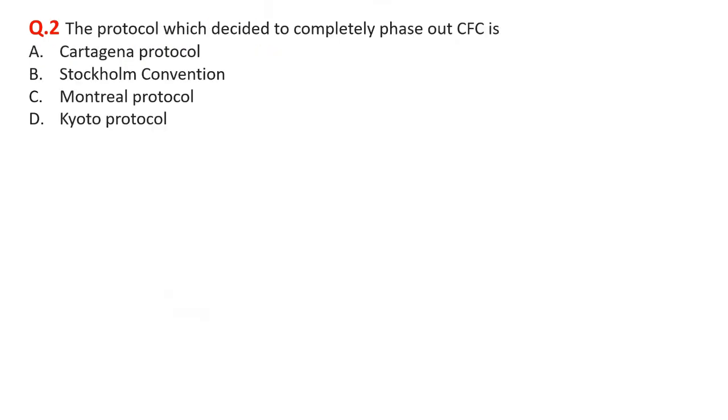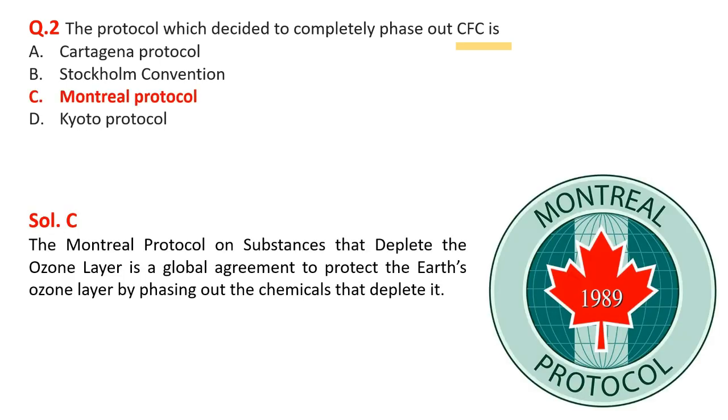Okay, so now let's read the next question, that is the protocol which decided to completely phase out CFCs. CFCs means chlorofluorocarbons. So in which protocol did this happen? Protocol means international treaty. So if you read the options, that is Cartagena Protocol, Stockholm Convention, Montreal Protocol, Kyoto Protocol. So what is the answer here? It is option C, that is Montreal Protocol.